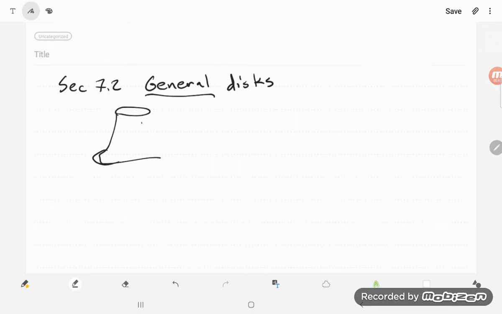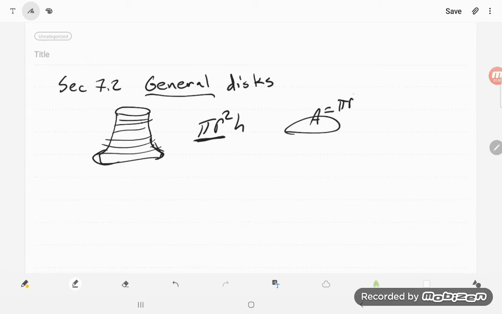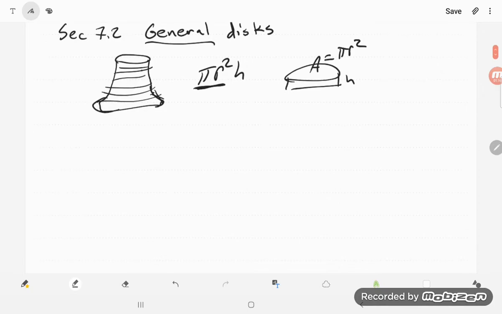this thing that I can think of as being made out of a bunch of disks, and that's pi r squared h for each disk. But the pi r squared, that was just the base area, right? So here's my disk, here's the base area A, and that happens to be pi r squared, and then times h. Well, that's not special.